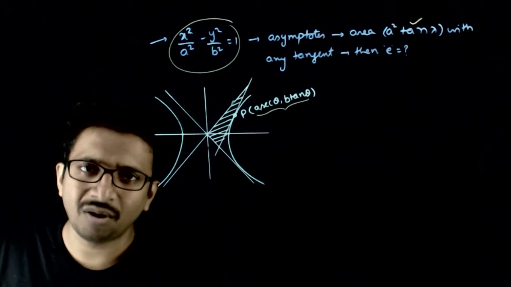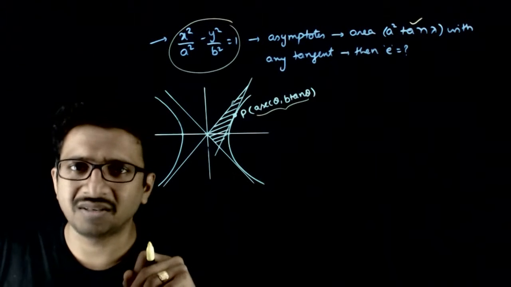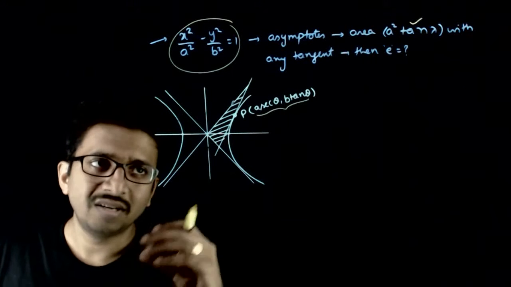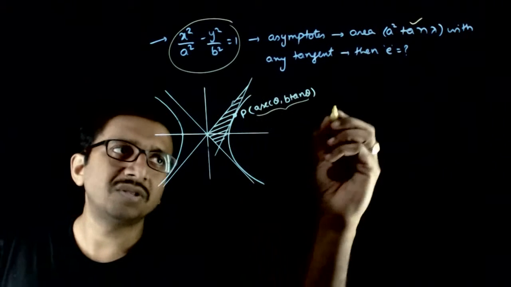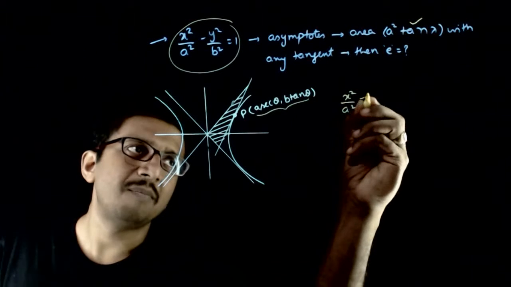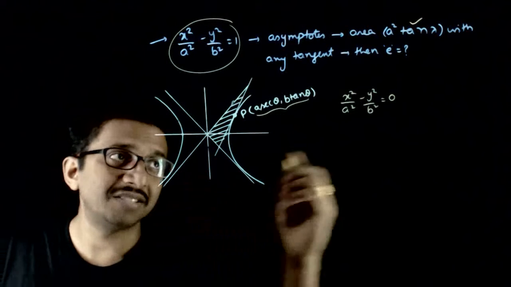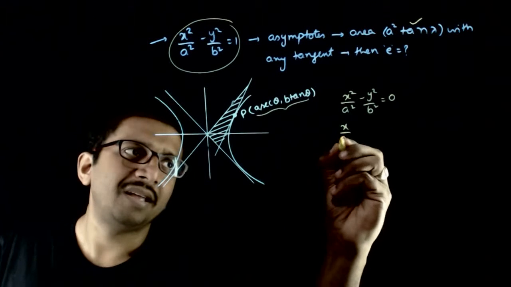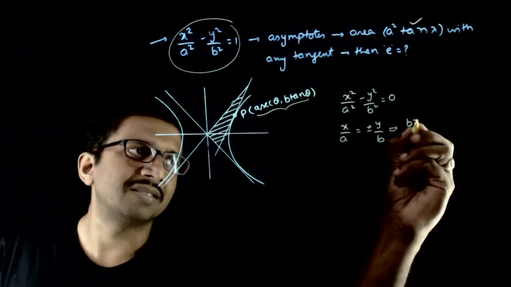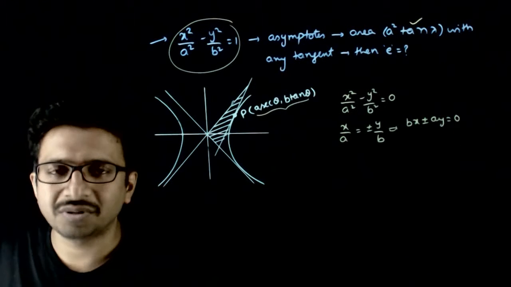So I'll get some idea of what b square by a square is, because the eccentricity E depends on b square by a square. So let us start doing this. What are the asymptotes of this hyperbola? x square by a square minus y square by b square is equal to 0. That is, x by a is equal to plus or minus y by b. This implies bx plus or minus ay is equal to 0. So these are the two asymptotes.